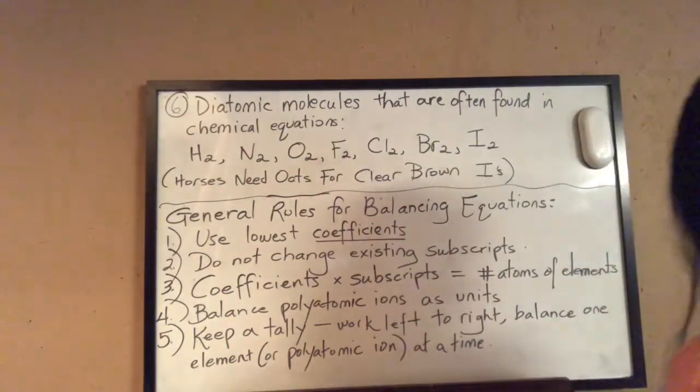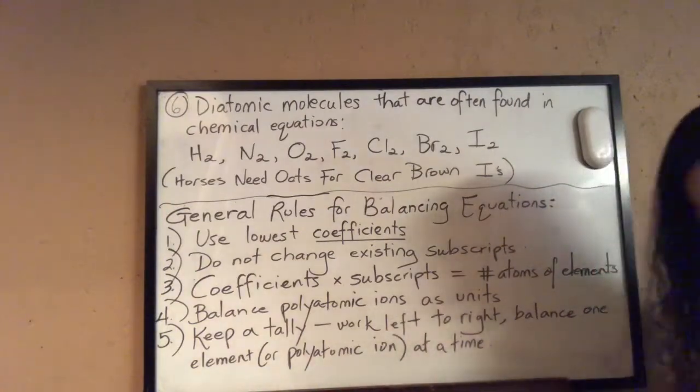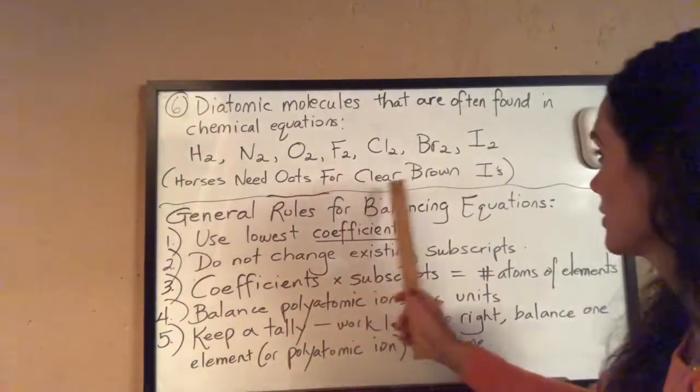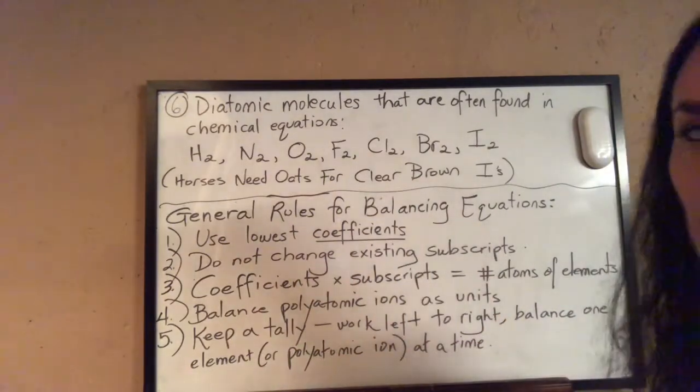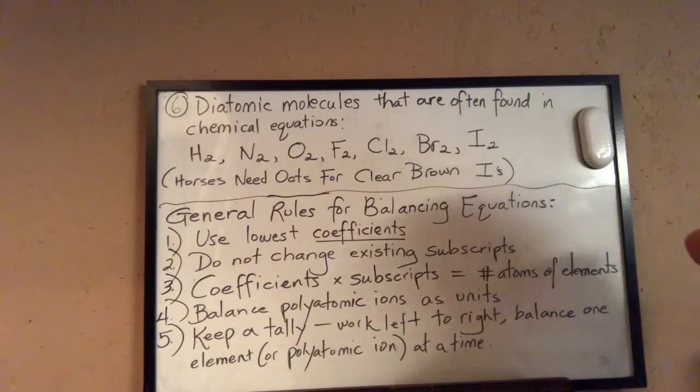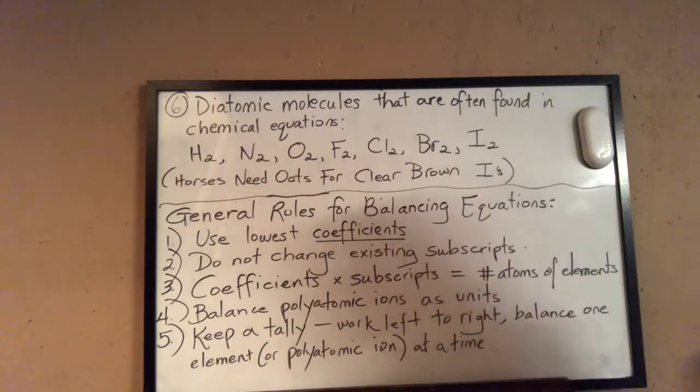And there's a little silly way to remember what the 7 diatomic molecules are. Horses need oats for clear brown eyes. So it's a silly way to remember what those 7 diatomic molecules are. When they are written in chemical formulas, they're always written as a pair.